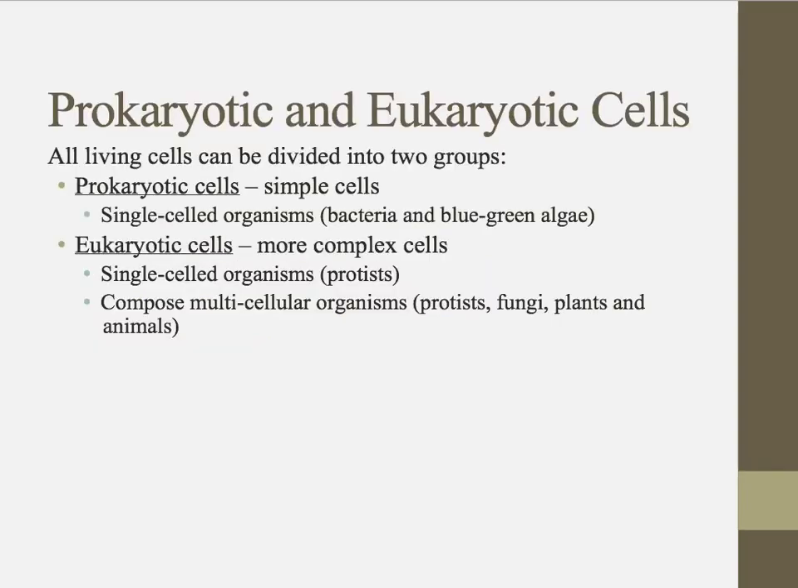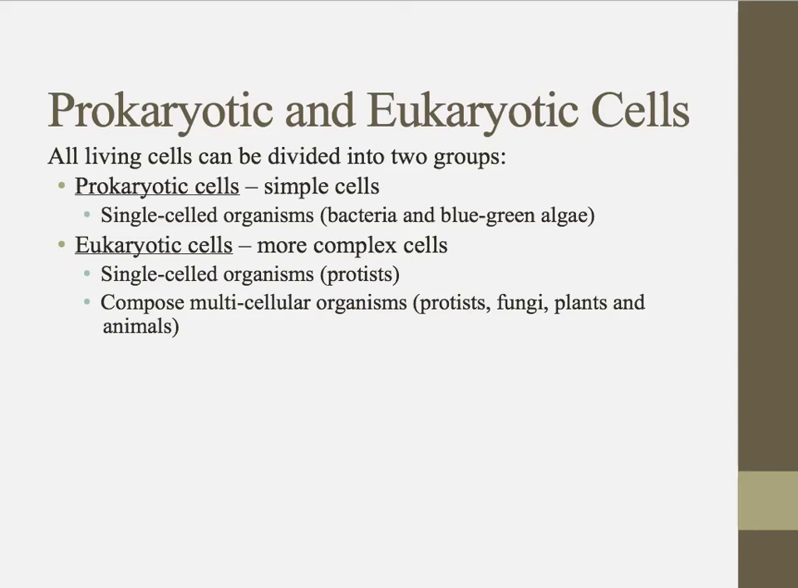Alright, prokaryotic and eukaryotic cells. All living things can be divided into two groups. Prokaryotic cells are simple cells. These cells can be found in bacteria or blue algae. Remember, they are single-celled organisms, which means they only contain one cell. Eukaryotic cells are more complex. Eukaryotic cells can be single-celled organisms, such as protists, or composed of multicellular organisms, such as humans.